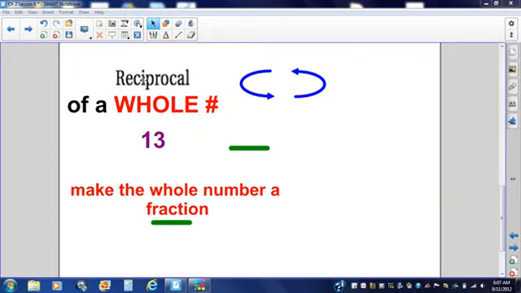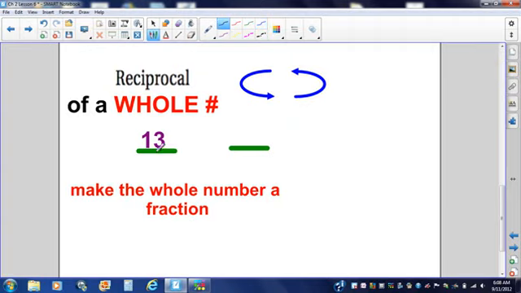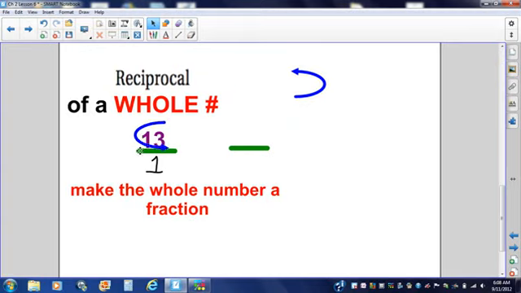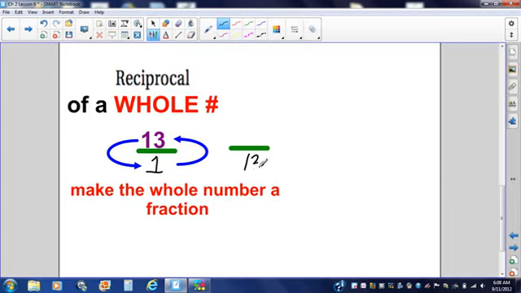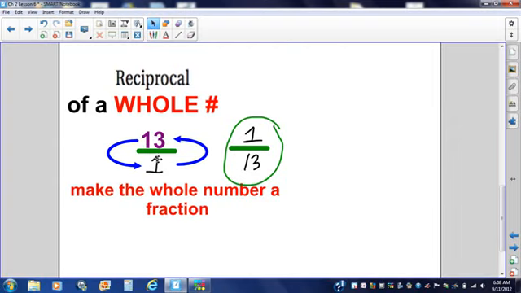Please write down in your spiral the reciprocal of a whole number. Let's say you're asked to find the reciprocal of 13. The first thing you're going to do is make the whole number a fraction, by giving it a fraction bar and a denominator of 1. Now that I made it a fraction, easy pleasy. 13 goes to the bottom, 1 goes to the top. So the reciprocal of 13 is 1/13. Make it a fraction and then have the numbers switch places in the bunk beds.